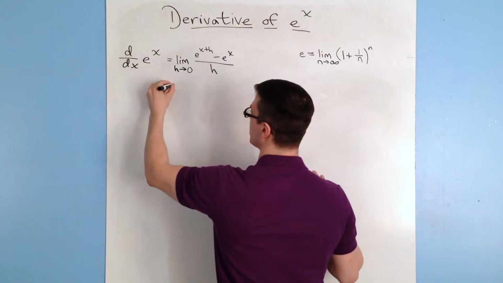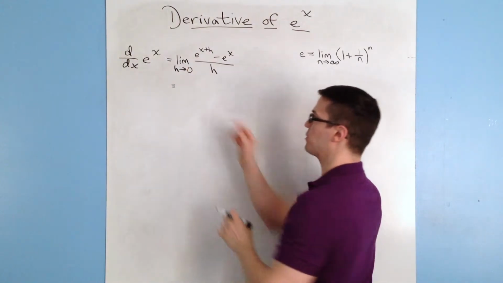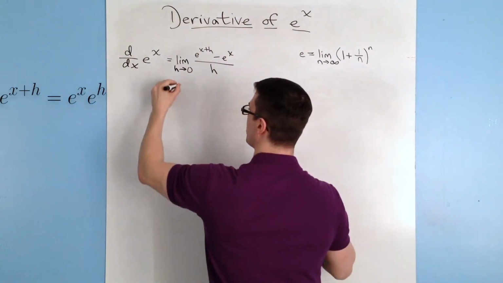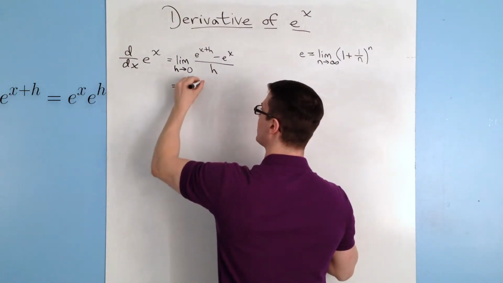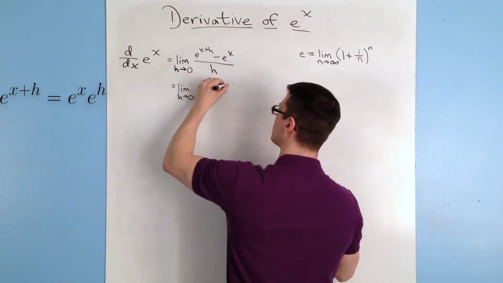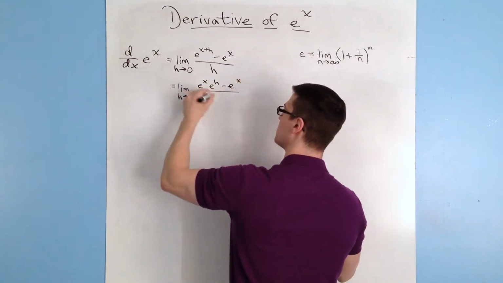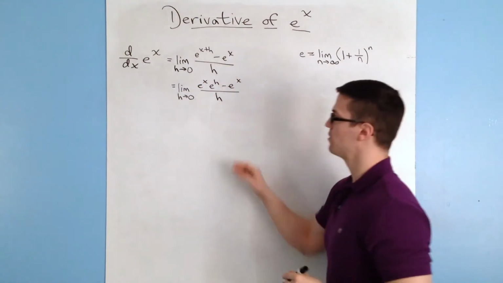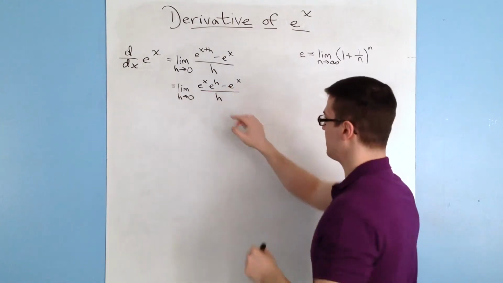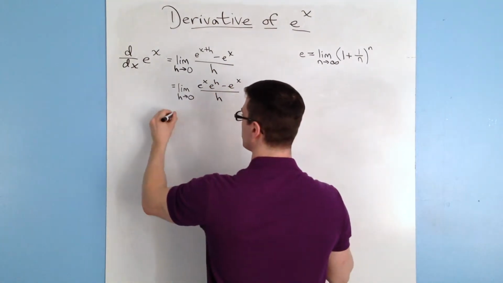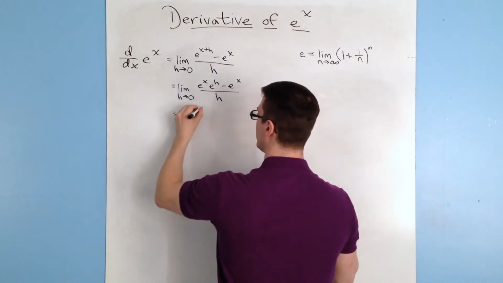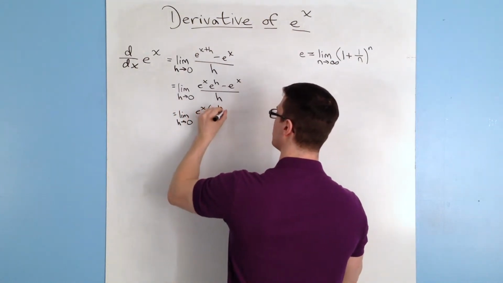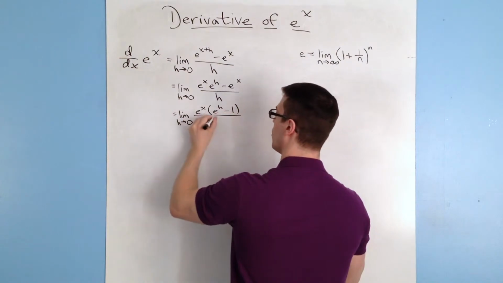First thing I'm going to do is simplify this up here using our exponent properties. So you'll end up with the limit as h goes to 0 of e to the x times e to the h minus e to the x all over h. From here I'm going to factor out the e to the x from both of these terms. So you're going to end up with e to the x times e to the h minus 1 all over h.